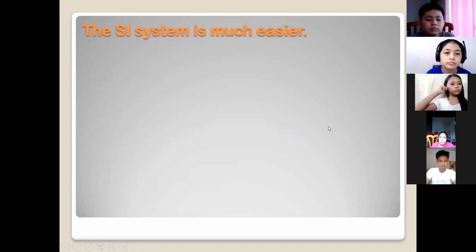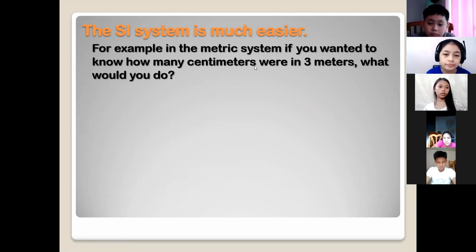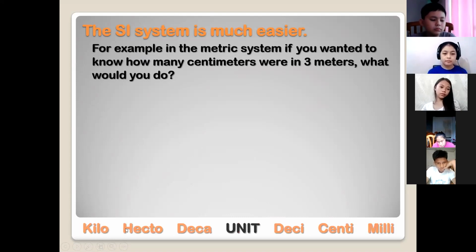But when you talk about the metric system, class, it's quite easy. For example, here, how many centimeters are there in 1 meter? Rather, how many centimeters are there in 3 meters? What you will do is just simply move the decimal point, class. Allow me to show the one here at the bottom. I hope you can see the arrangement of the prefixes: kilo, hecto, deca, then the base unit, which is meters, because we're using meters here, and then we have deci, centi, and milli.